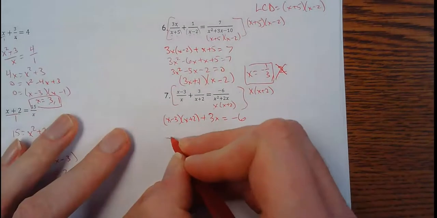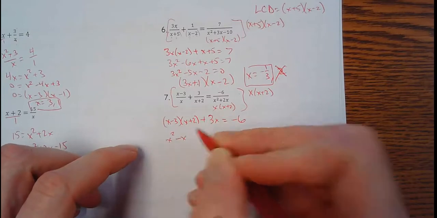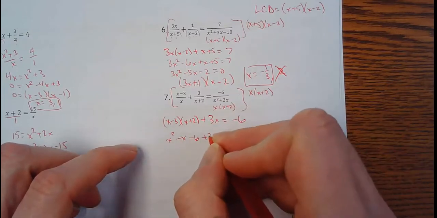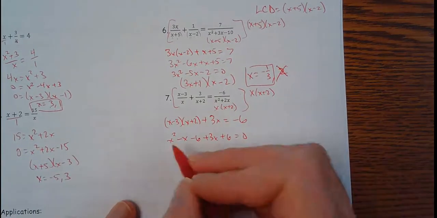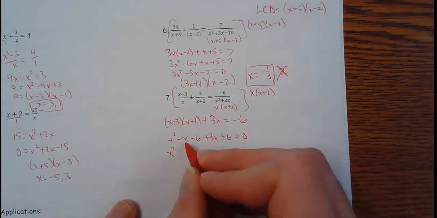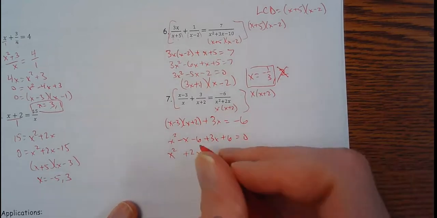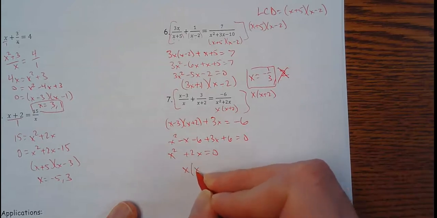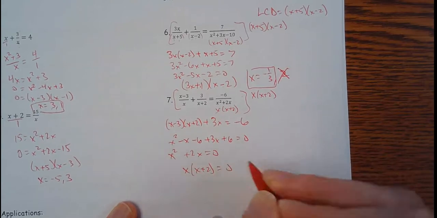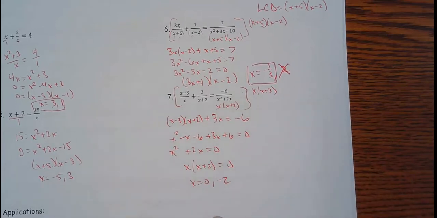So just foiling here, so x squared, and then plus 2x minus 3x be negative x, minus 6 plus 3x. I'll bring that 6 over as a plus 6, so set it equal to 0. So x squared plus 2x, and that'd be it, right? And then equals 0, so x times x plus 2. So x would equal 0 or negative 2.